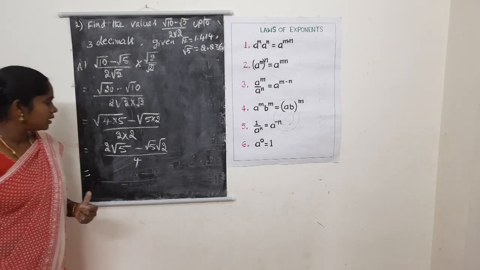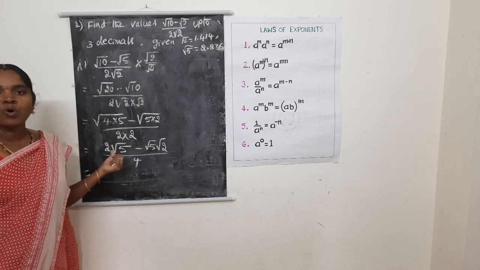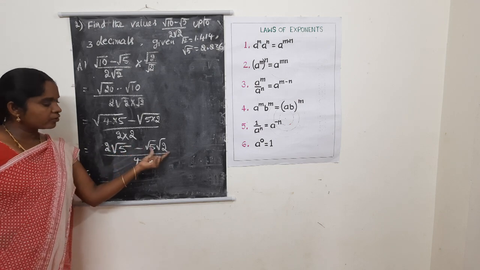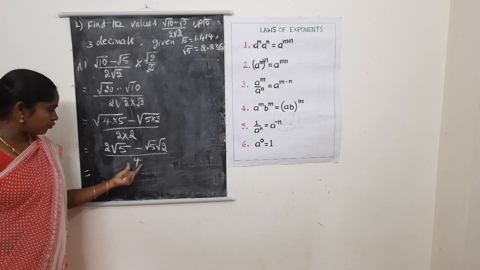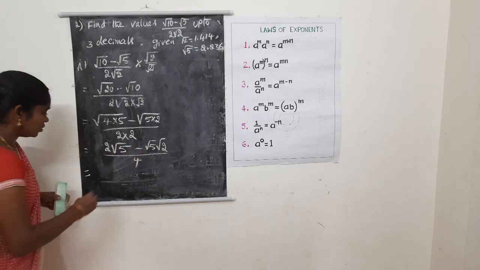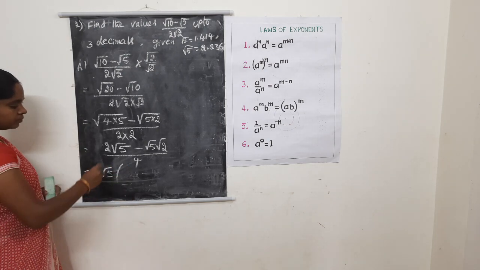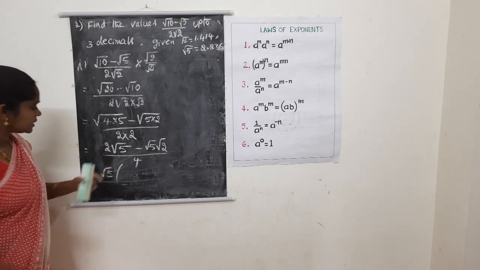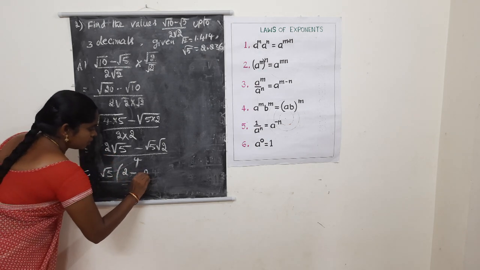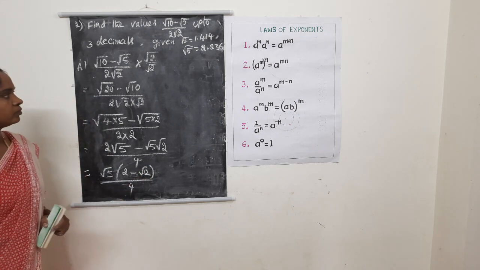Students, let us compare root 5 from both. Here we have 2 root 5 minus root 5 into root 2 by 4. So let us compare root 5 from both. Root 5 is common, and the next number is 2 minus root 2 by 4.